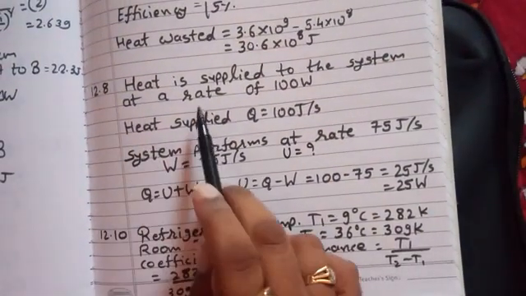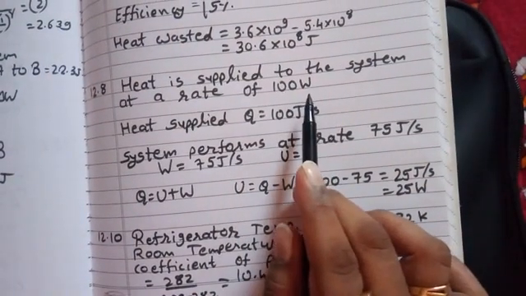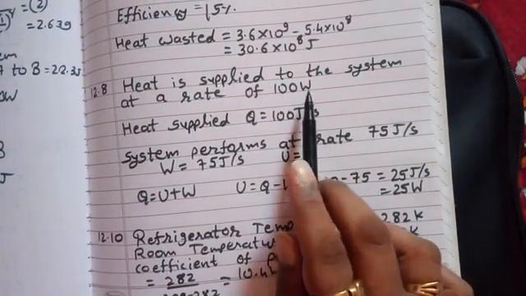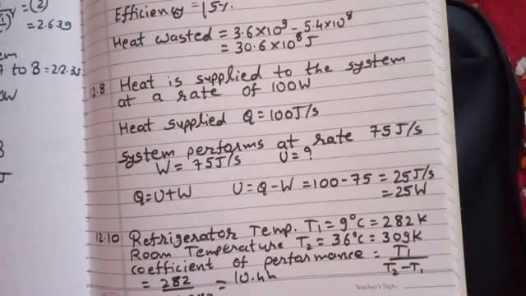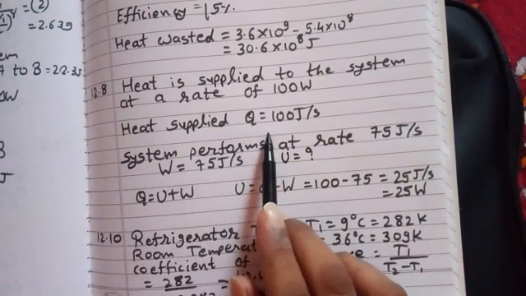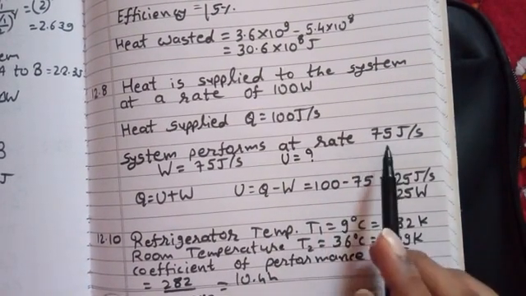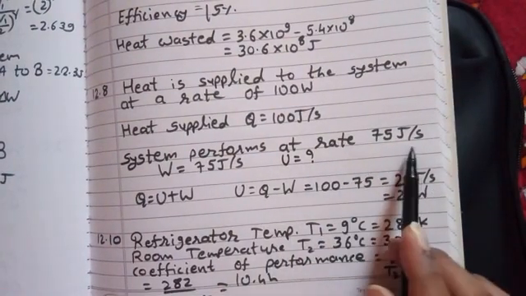Now next, heat is supplied to the system at a rate 100 watt. It is given. See this 100 watt, it is power. So we can write Q is equal to 100 joule per second. So Q heat supplied, that is 100 joule per second. In 1 second 100 joule will be supplied, right? Now system performs at rate 75 joule per second. So this is performance of that system.